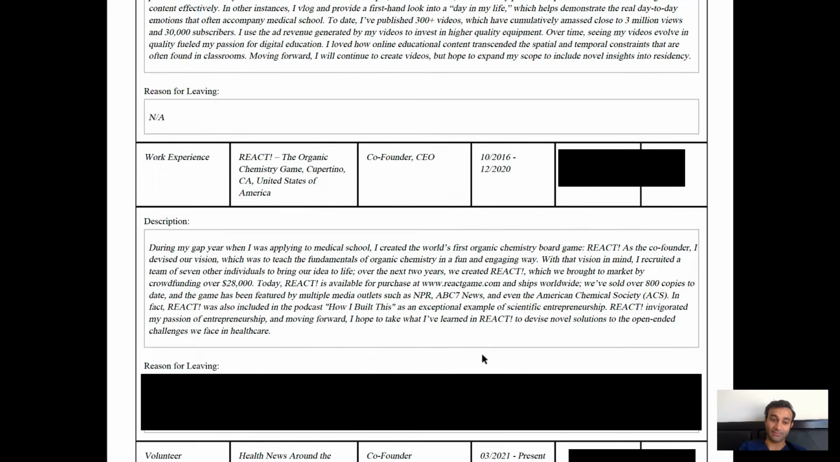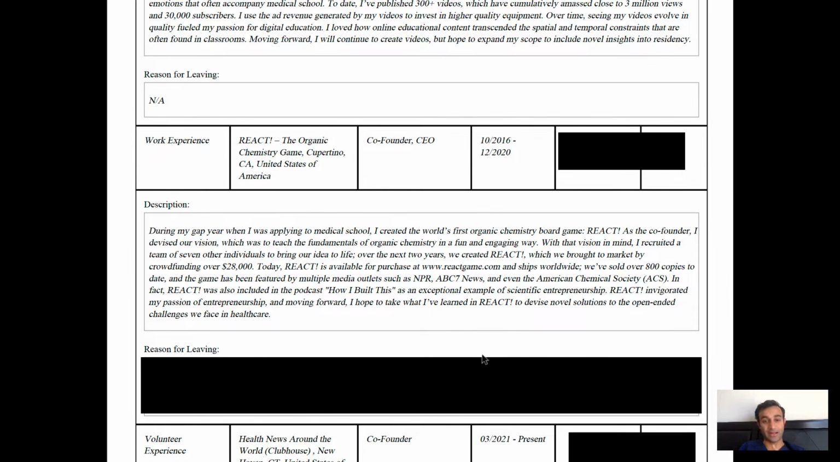And then, believe it or not, I also included a bit about my organic chemistry board game and the fact that I had created this board game in undergrad, but I was still continuing it in medical school in terms of selling it and also continuing to ship it across the world. And that's why I felt like it was important here. So those were all of my work experiences.